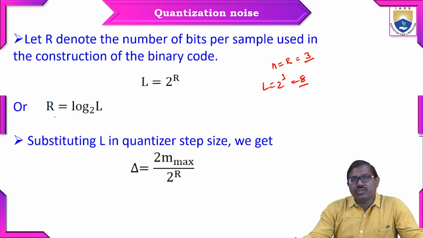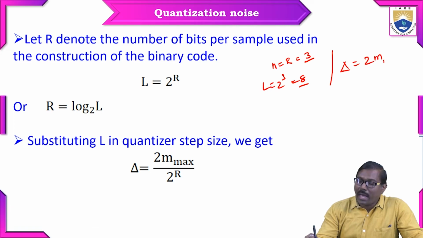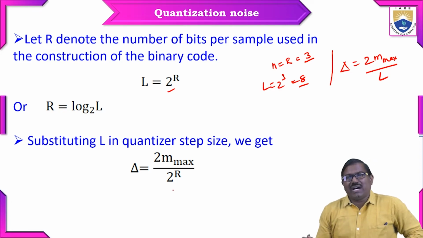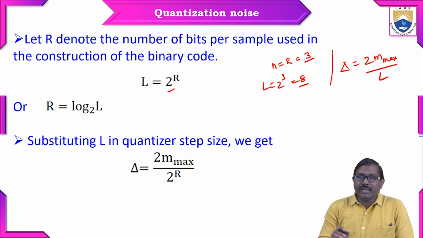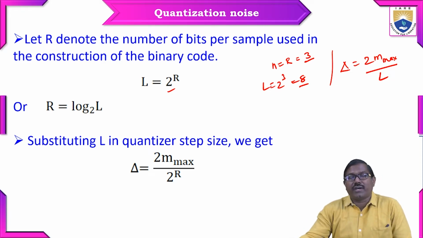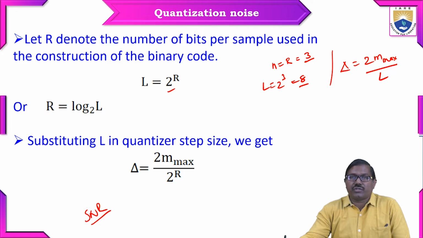Okay. Now I am going to substitute the L value in the quantizer step size. Why? Already you know that delta is equal to 2 m max by L. So what is L here? L is 2 power R. So I substitute this L value, and I get delta equal to 2 m max by 2 to the power of R. So what we are doing here is finding the value of the signal to quantization noise ratio, SNR. Here we are going to calculate the SNR of this receiver.